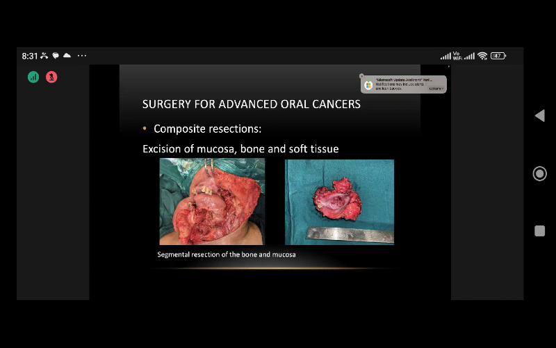Now, what is the commonest surgery performed for advanced oral cancers? It's what we call composite resections. When we say composite, it means you're removing two, three different types of tissues. Unlike in early oral cancers, where you remove only mucosa or soft tissue, here you're removing two, three different types of tissue. So it generally involves excision of the mucosa, bone, and soft tissue. And in most cases, you do what is called a segmental resection of the bone and mucosa. So you can see the mandible has been cut here and the mandible has been cut here. And this is a composite margin, once again keeping the same principles of surgery in mind.